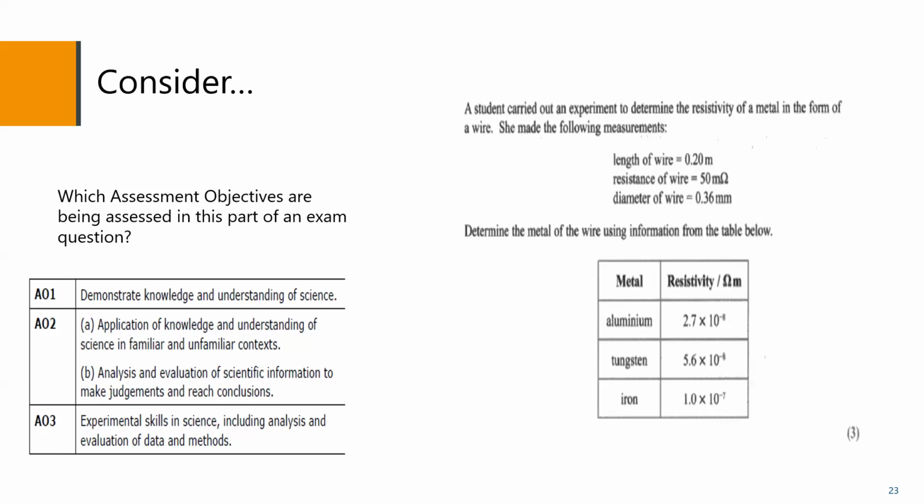I'm not asking you to answer the question, but to say which assessment objective or objectives are being assessed in this part of the exam question. If you're putting AO2, by the way, you're doing what I've just accused students sometimes of doing, which is hedging your bets, because remember, AO2 is split into 2 parts. So are you saying AO2A and B, or AO2A or AO2B? Be specific.